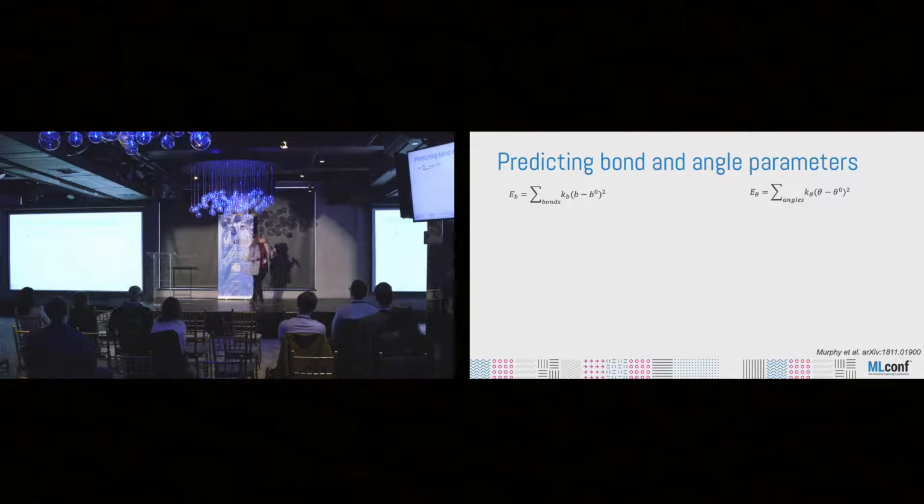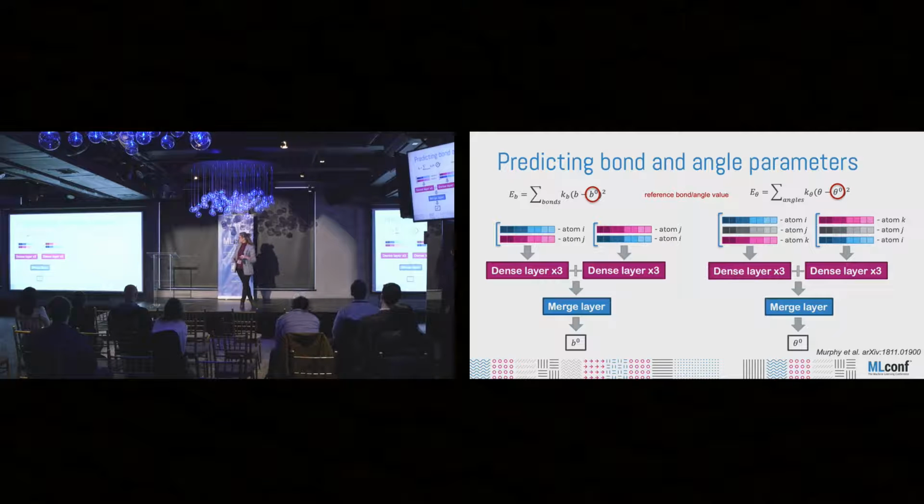Right, so next we were thinking, can we actually predict directly the parameters of the force field, bypassing the atom types and going directly from the structure of the molecules to the parameters? And we tried predicting the reference bond length and the reference bond angle. So these are the b0 and theta0 factors here. And for these purposes, we constructed two neural networks.